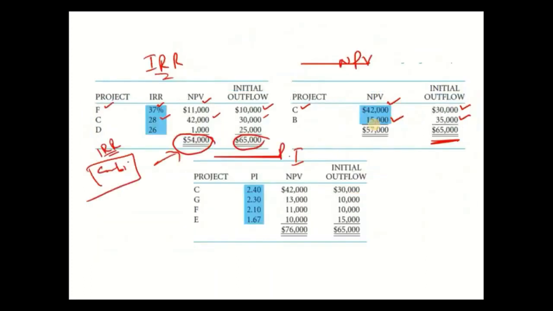If you see the combination based on NPV, it has an NPV of 57,000, while based on IRR its NPV is 54,000. So for now the criteria based on NPV is exceeding. But let's see where we go for the PI.